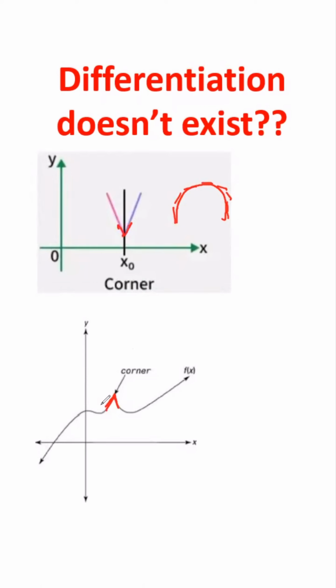Here the slope would be positive because it is going up, and here the function is going down, so its slope would be negative. Negative slope here, positive slope here. So when you go into the neighborhood of this corner point, you will see a positive and negative slope at the same time. So you cannot determine what the slope will be at that point. So the differentiation does not exist here.